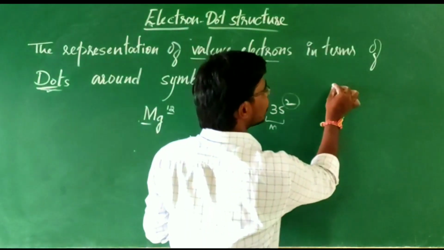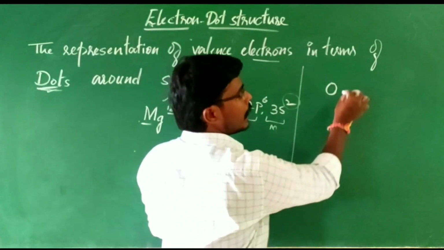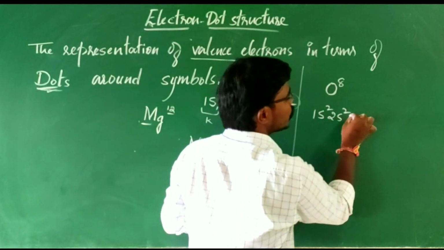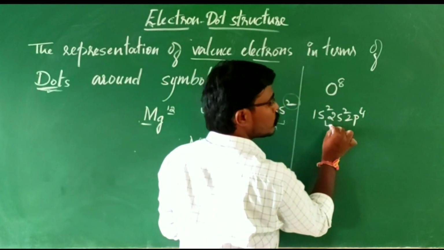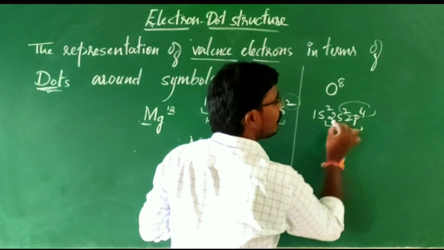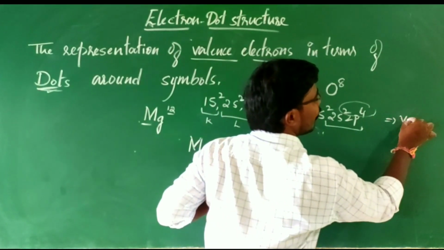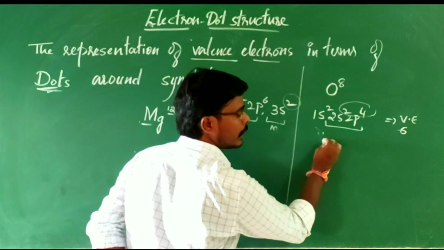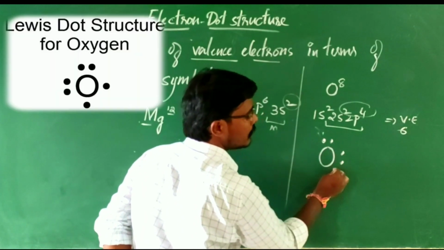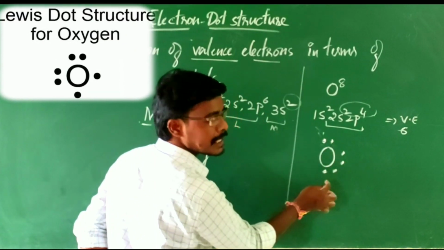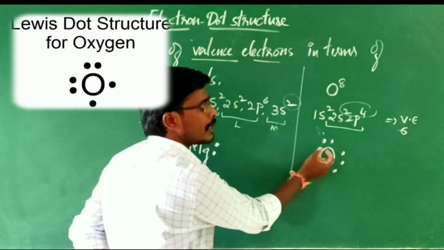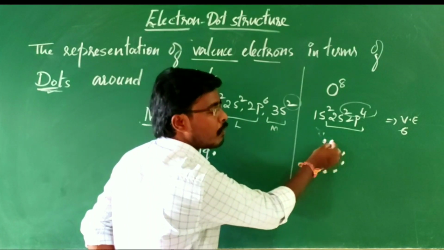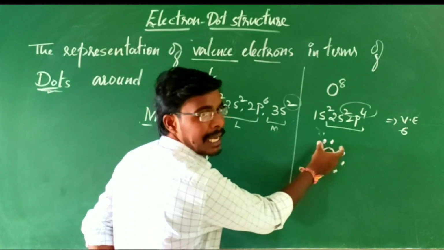Okay. Suppose oxygen is there. The oxygen atomic number is 8, and the electronic configuration is 1s2, 2s2, 2p4. So here the outermost shells are 2s and 2p. Total valence electrons are 6. So take the oxygen symbol and denote the electrons around the symbol. So 1, 2, 3, 4, 5, 6, 6 electrons. While denoting the electrons as dots, if the electrons are more than one, try to write them in a pair manner as I have written on the board.